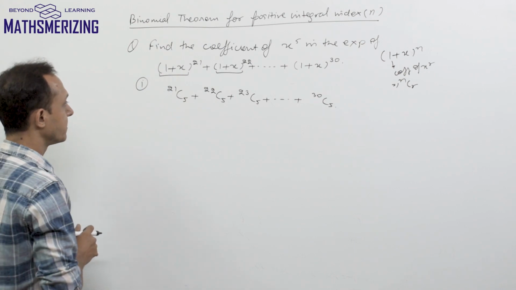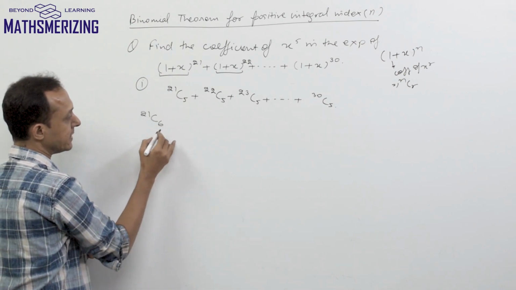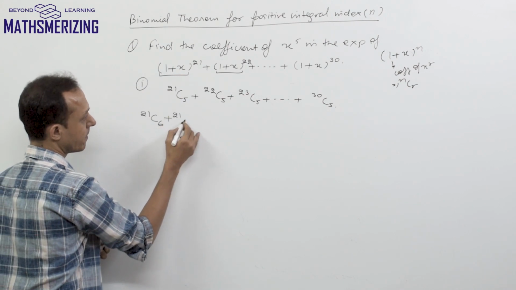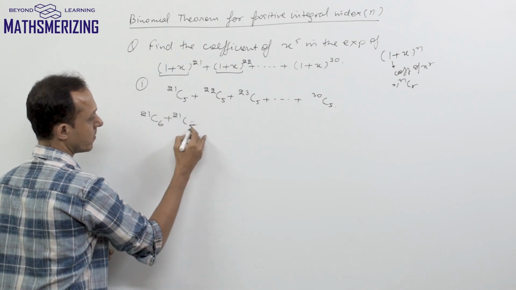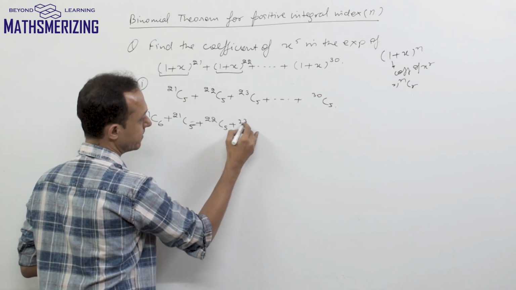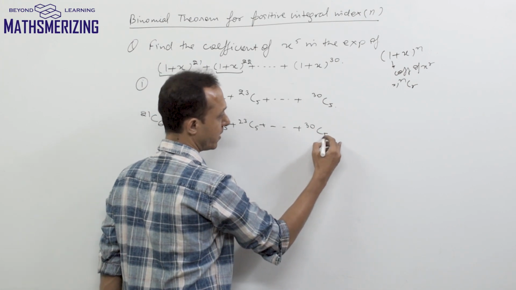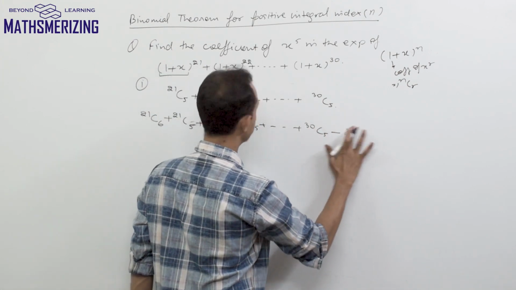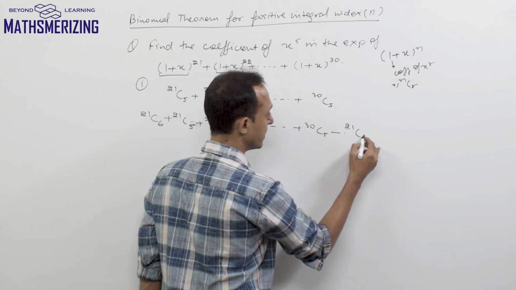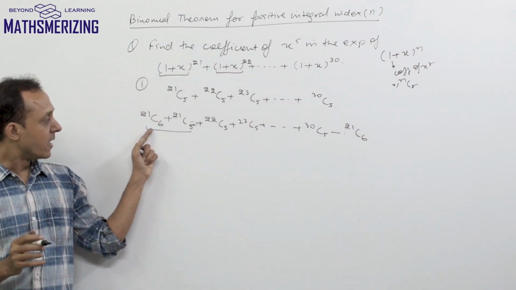So what I'll do is, I'll add 21c6 to the series. And because I've added it, I need to subtract it also. So there'll be 21C6. Now here I can say n is same and r differs by 1.